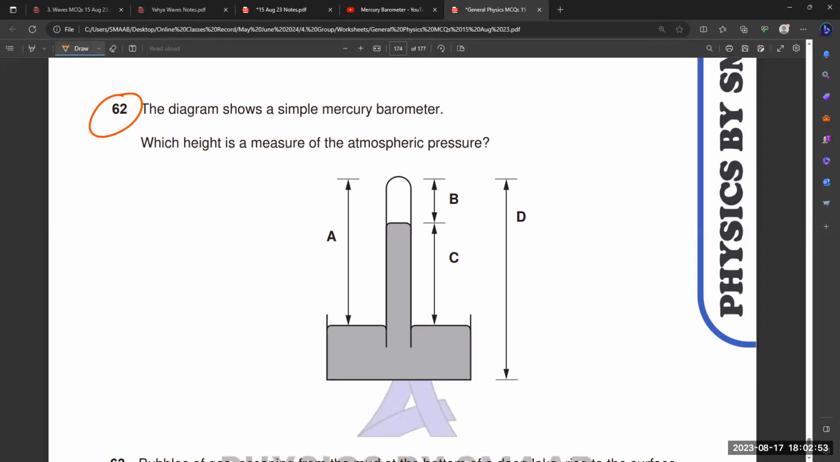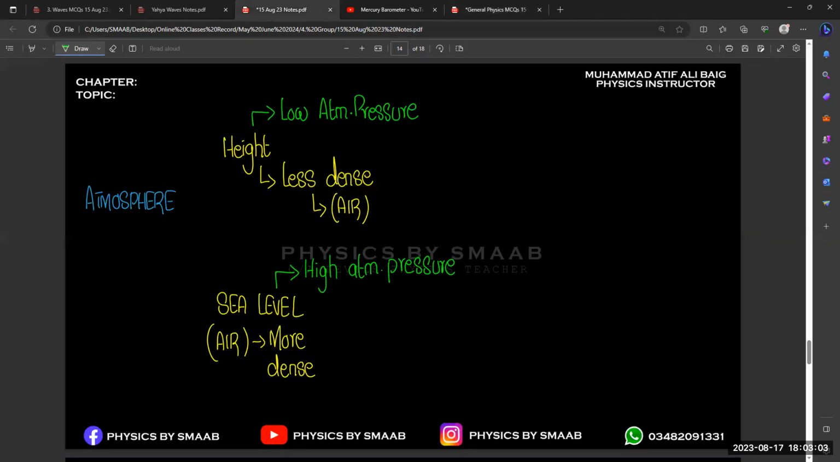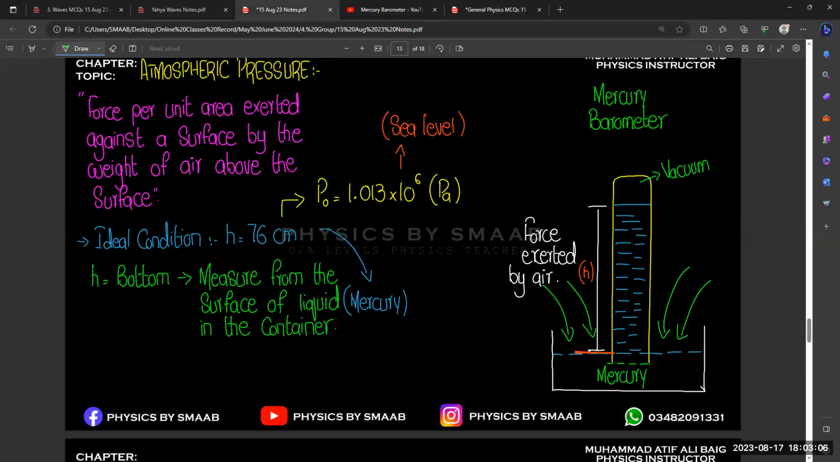Questions are like the same value of H. Like in 62 they are asking which height is a measure of atmospheric pressure. Let's see. Is it C? Okay, so C is the right one. Actually, we just mark over here, just follow this white line that we drew for the H. So H actually starts from the surface of the water in the container. This is the container and the top level in the tube.